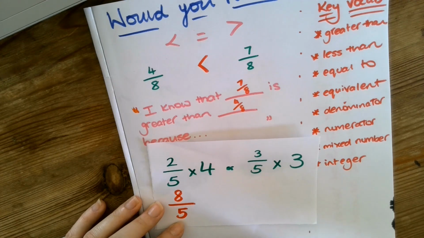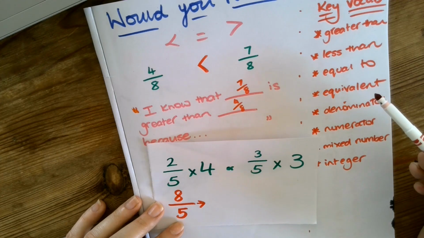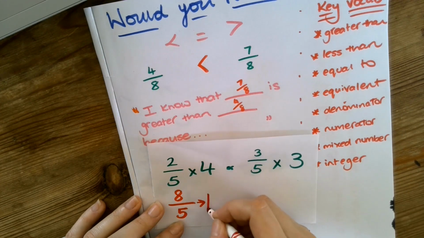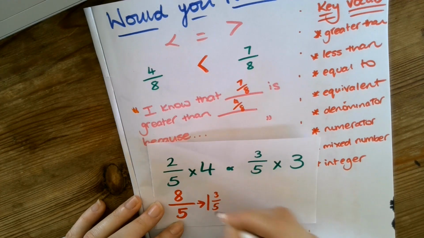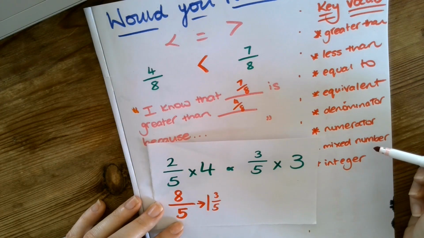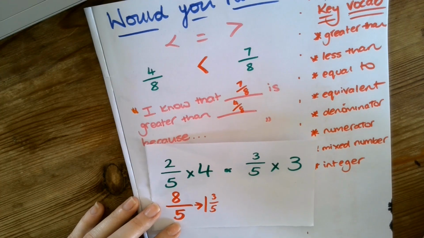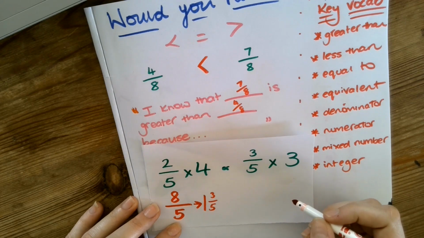Now to make this easier today, I am going to suggest you convert all of your improper fractions into mixed numbers. And I think that will make it a lot easier to compare. So I'm going to do that now. 8/5 is equivalent to 1 3/5 when written as a mixed number. Okay, let's try and do the next question.